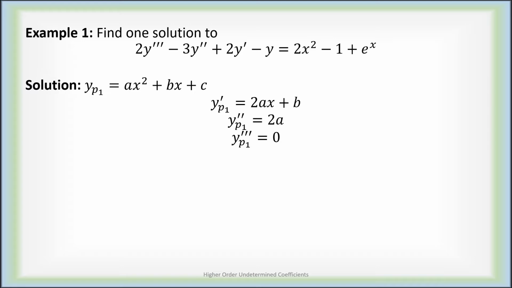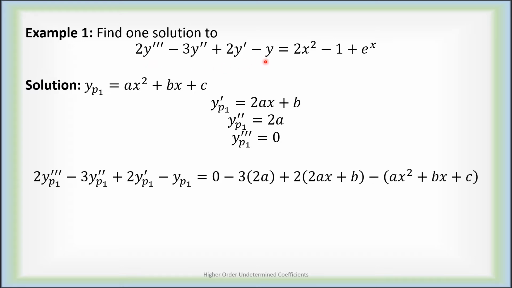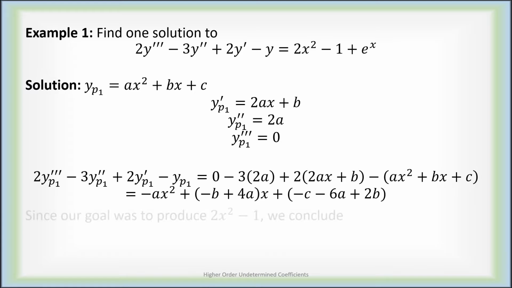Now I take these terms that we've just computed, and we throw them into the differential equation on the left-hand side. 2 yp1 triple prime minus 3 yp1 double prime plus 2 yp1 prime minus yp1 simply gives me 0 minus 3 times 2a plus 2 times 2ax plus b, minus ax squared plus bx plus c. That simplifies down to negative ax squared plus the quantity negative b plus 4a times x plus the quantity negative c minus 6a plus 2b.